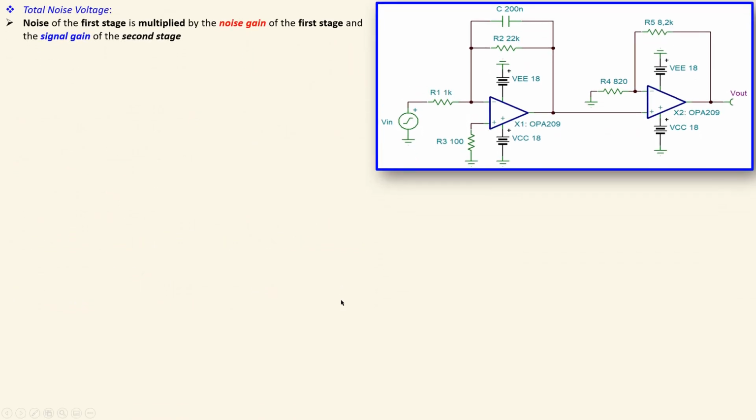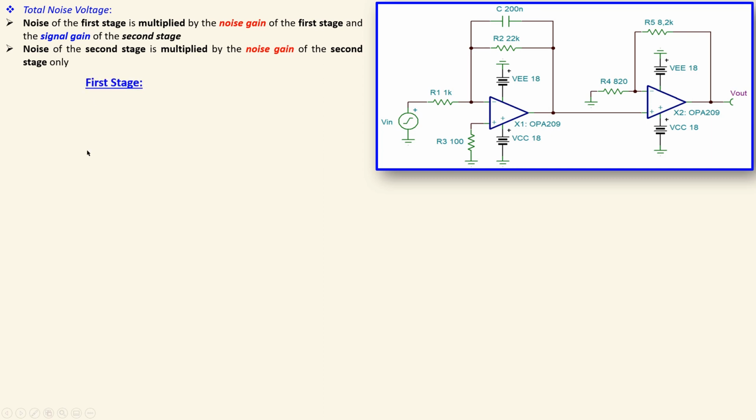Of course, we'll look at the total noise in separate stages. Noise of the first stage will be multiplied by the noise gain of this first stage, but will be multiplied by the signal gain of the second stage. So this stage will be seen as a noise-free stage. The noise of the second stage, so actually noise at this input of the second stage, will be multiplied by its own noise gain. So that is of course important to notice. So this will be very important in our calculations.